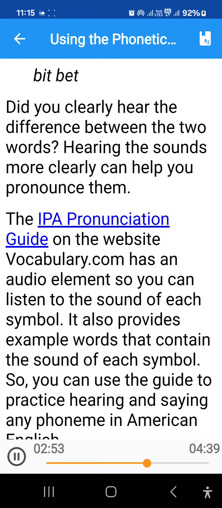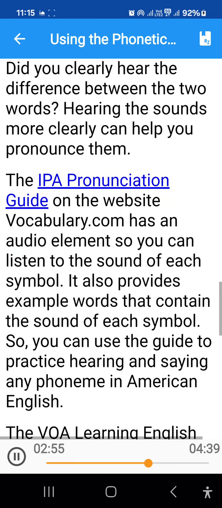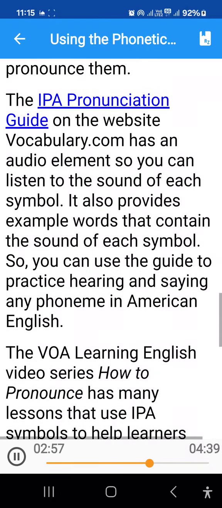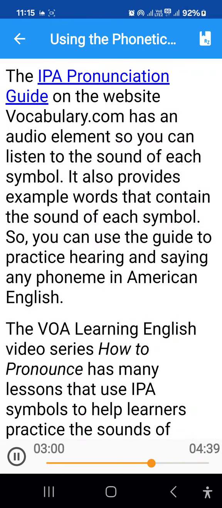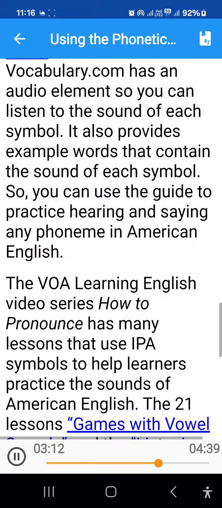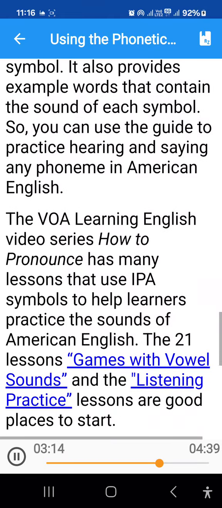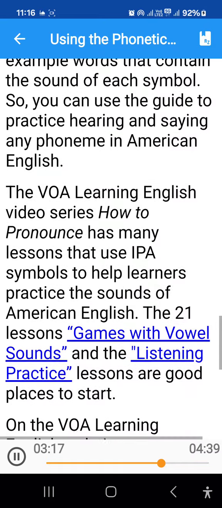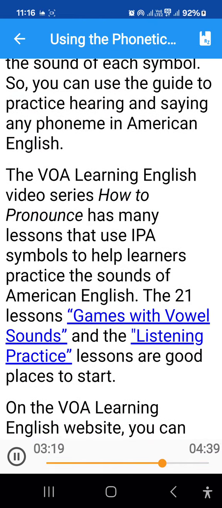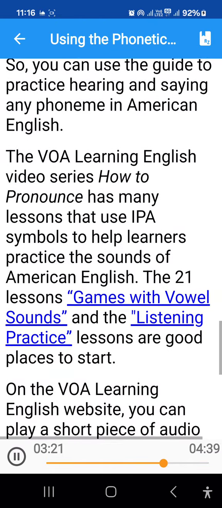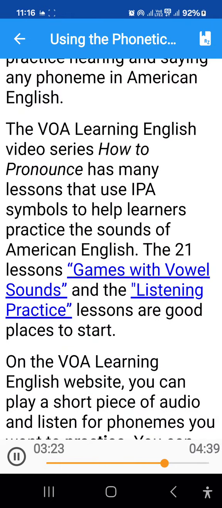The IPA pronunciation guide on the website vocabulary.com has an audio element so you can listen to the sound of each symbol. It also provides example words that contain the sound of each symbol. So, you can use the guide to practice hearing and saying any phoneme in American English.